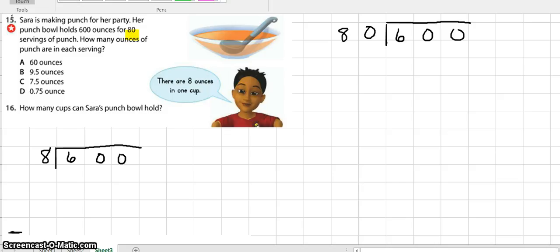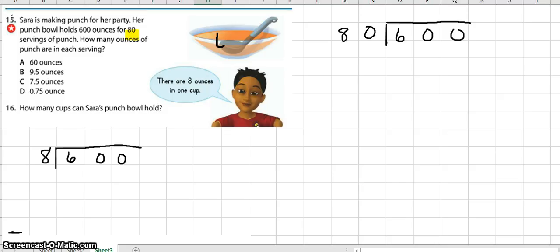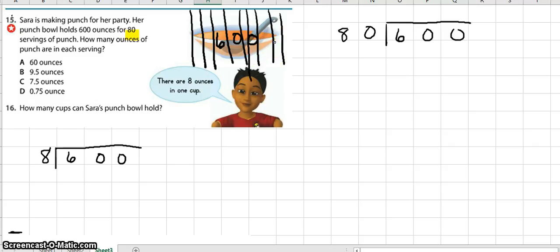So if we were going to draw a picture of it, this would represent my 600, and I would need to make 80 slices. Well, I couldn't make 80 slices and figure out how much was exactly in there, so the only way I can do it is to use division. I know one of these slices is what my answer looks like. My 600 is going to go on the inside because that's what I'm splitting up, and my 80 is going to be on the outside because that's my group. No decimal to take up, and I put my multiplication sign right there.